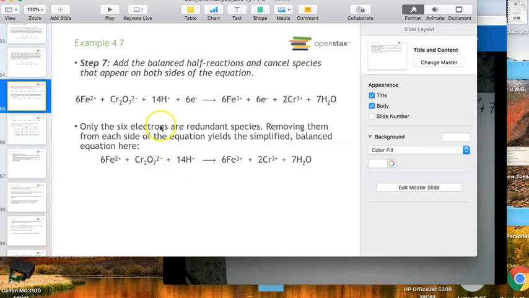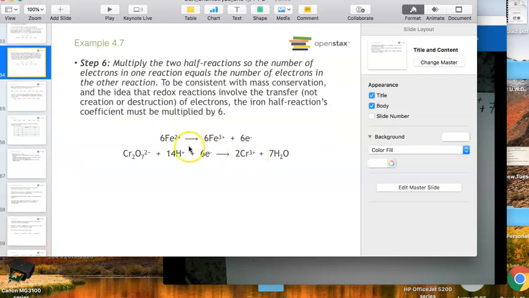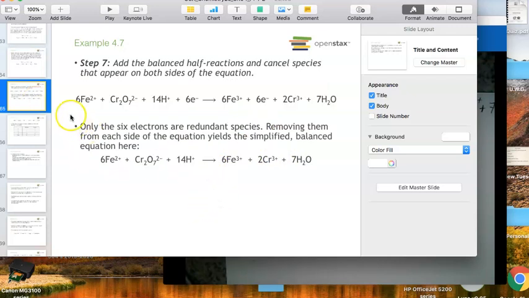All right, so now we were at the point where we were at step 6, and we had just balanced the half reactions by multiplying the first reaction by 6 in order for the electrons to balance, to be able to cancel out. Okay, and so step 7 was to just basically rewrite the reaction together instead of in half reactions, writing them all together.